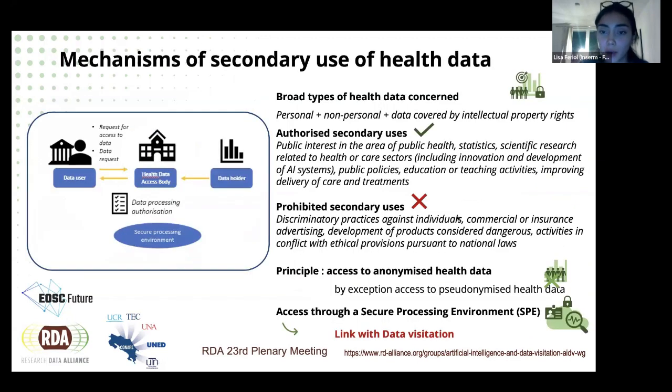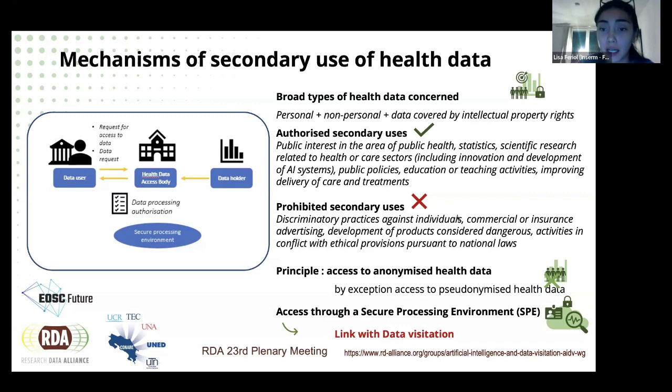So the health data concerned is very broad, covering personal data, but also non-personal data. Here we talk about anonymized data and data covered by intellectual property rights. Provision is made for secondary uses of authorized health data, and in addition to scientific research, this includes, for example, public policy, education, and teaching.